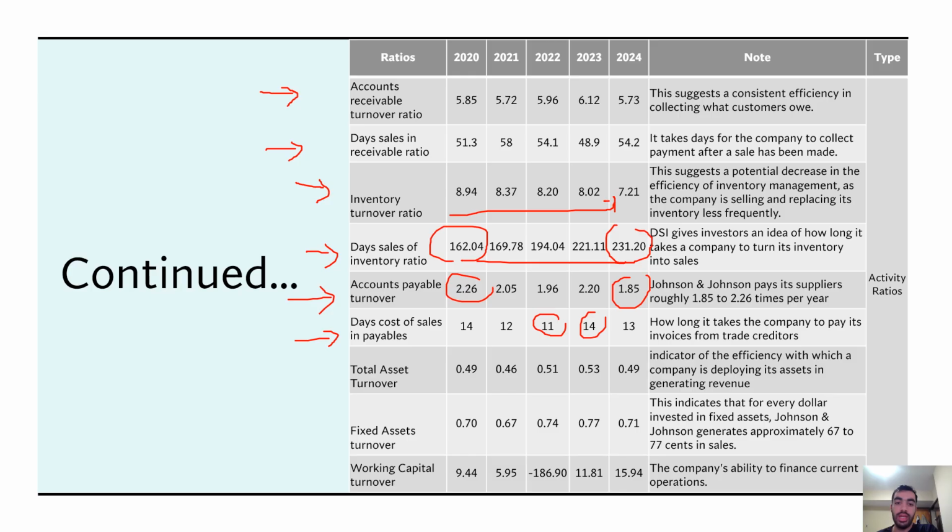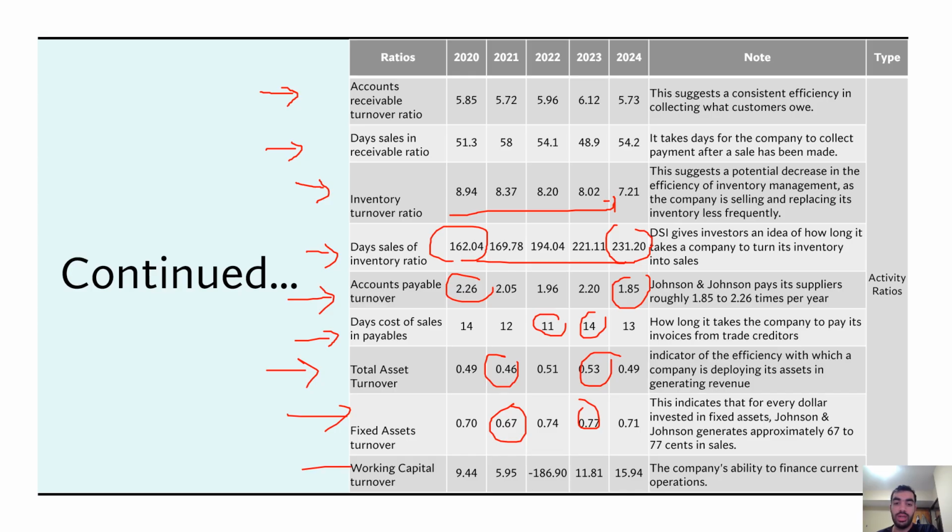Another is total asset turnover. So it means it's stable between 0.46 to 0.54. So it means that it's generating 46 to 53 cents in sales per dollar of the assets. If you look at the fixed assets turnover, similar, ranging between 0.67 and 0.77. So it's reflecting efficiency in using fixed assets for sales.